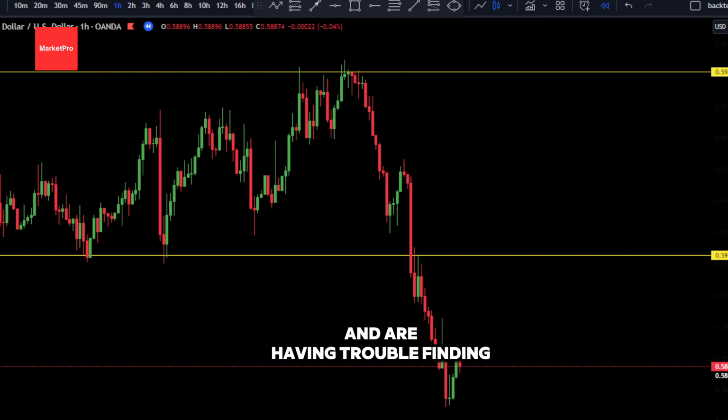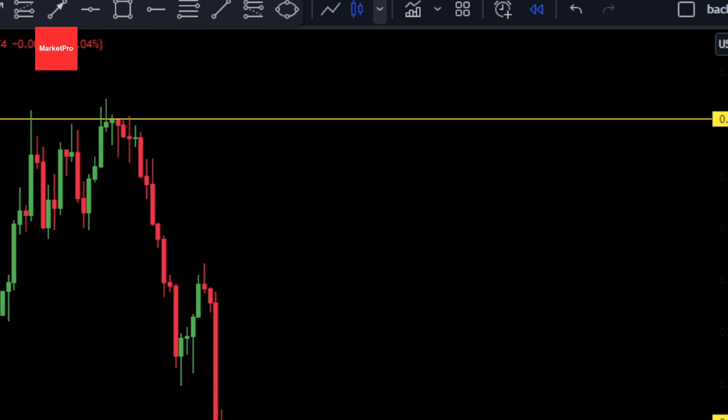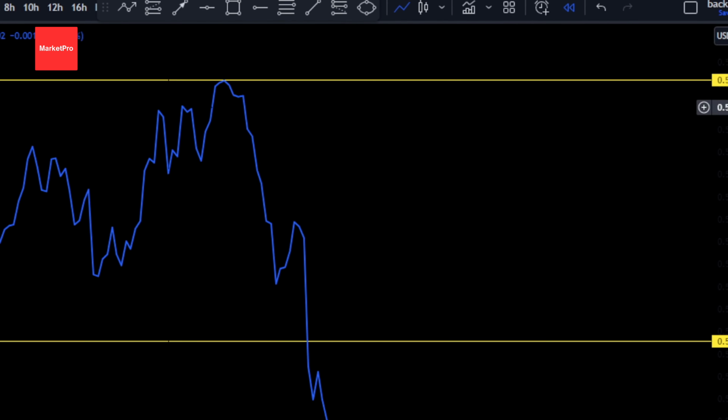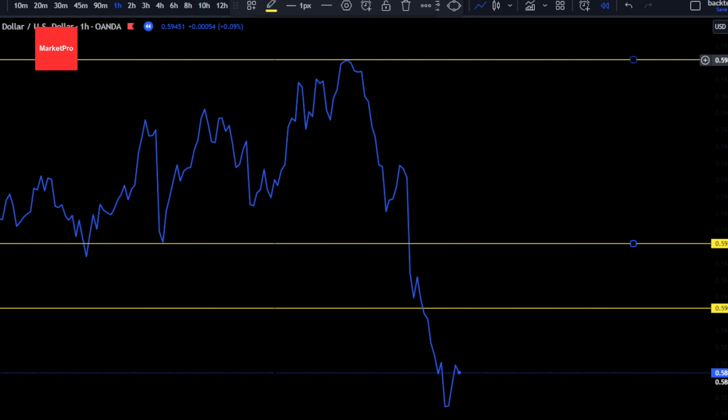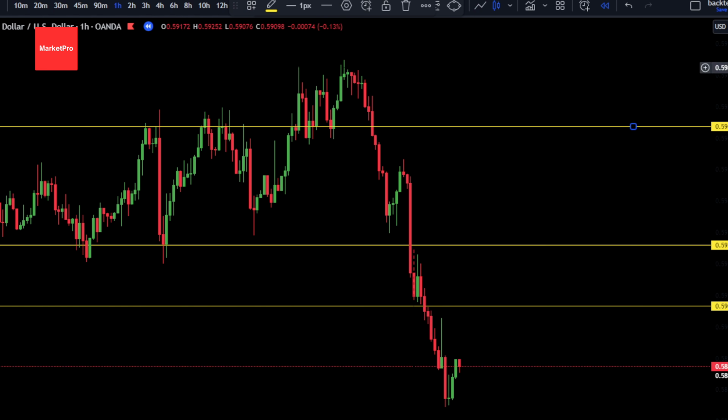If you're a beginner and are having trouble finding key areas, change your chart to a line graph. It will make it a little easier to see where the key levels are and where price is holding. Once you draw your levels, change it back to candlesticks and you'll see you're left with excellent support and resistance. It's a great way to practice your pattern recognition.